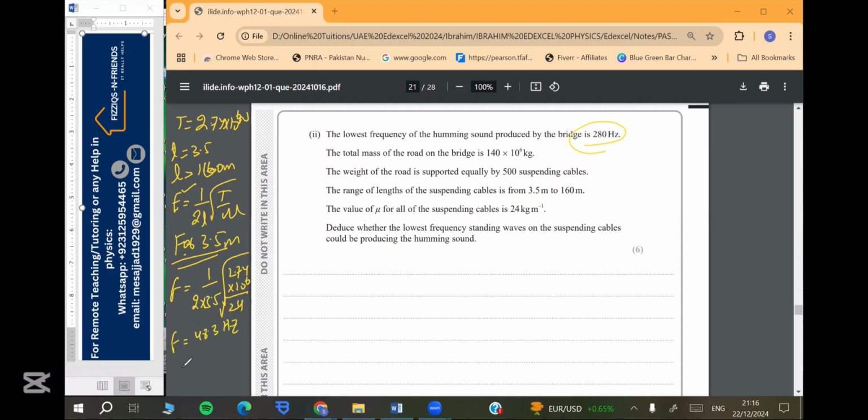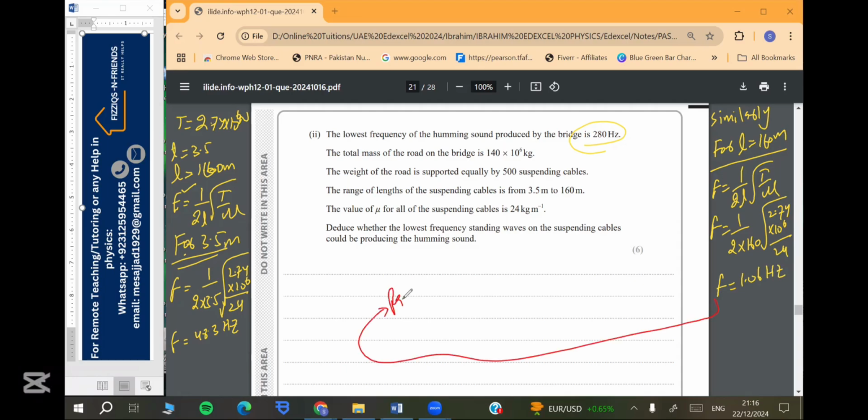And similarly, for L equals 160 meters, f equals 1 over 2 into 160, times square root of T over mu, where T is 2.74 into 10 raised to the power 6 divided by 24. And the answer is 1.06 hertz. Okay, so your range of frequencies is now coming out.